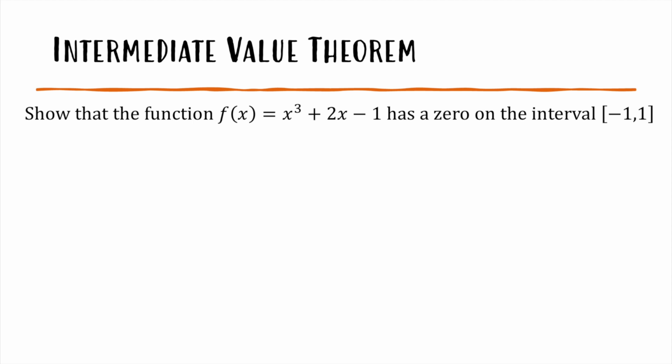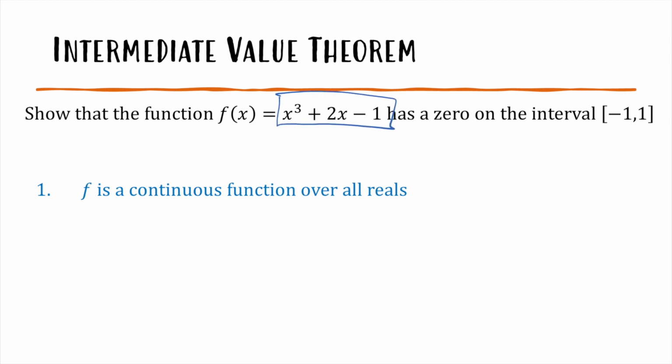negative 1 to 1. Step 1, is this a continuous function? Yes, this is a continuous function, and you need to state that. All polynomials are continuous functions. Step 2, we're going to have to check where the graph is at x equals negative 1. It's at negative 4. Okay, that's less than 0. Where is the graph at x equals 1? It's at 2. That's greater than 0.